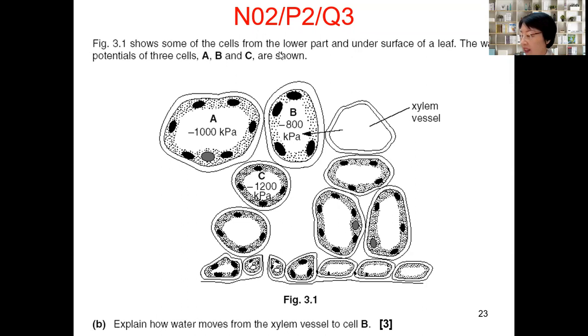By osmosis. So that means the water from the xylem vessel will move across the cell surface membrane into the cell by osmosis. Correct. By osmosis is correct. So you get one point for by osmosis.